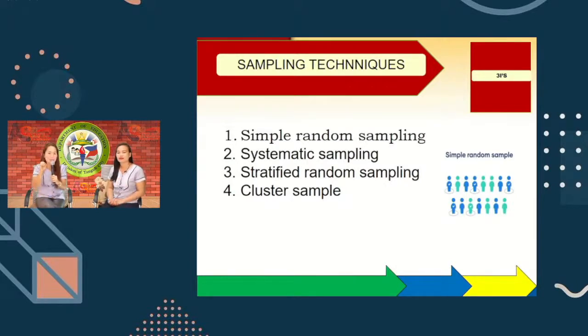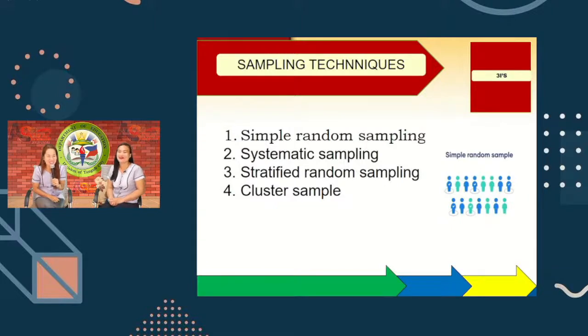You want to select a simple random sample of 100 employees of company X. So, of course, you're going to assign a number to every employee in the company database from 1 to 100. And you are going to use a random number generator to select 100 numbers. Familiar na kayo ani, no?